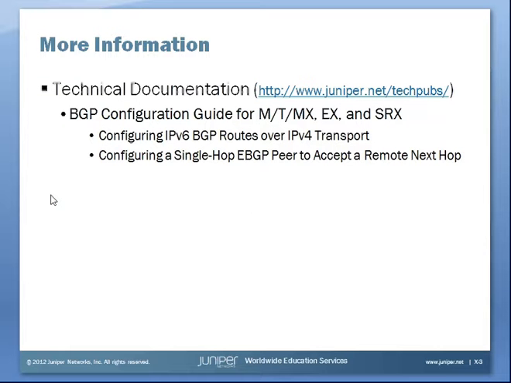This concludes our Learning Byte on learning IPv6 routes over an IPv4 BGP neighbor. For more information, you can review the technical documentation for the BGP Configuration Guide, and specifically look for configuring IPv6 BGP routes over IPv4 transport, and also configuring a single-hop BGP peer to accept remote next hop.